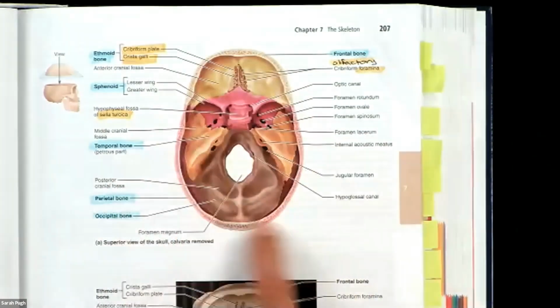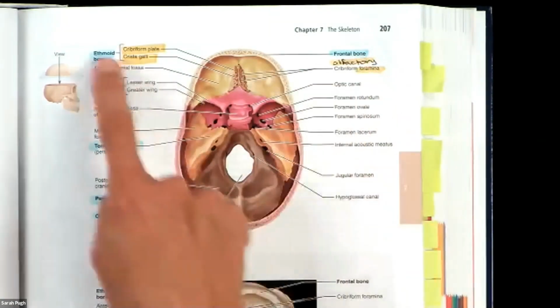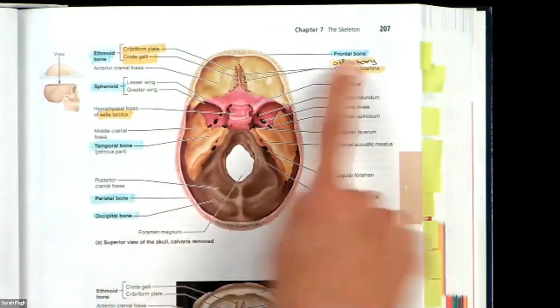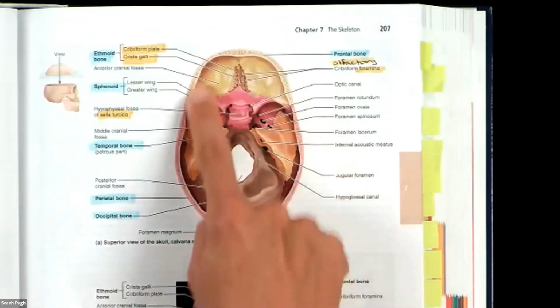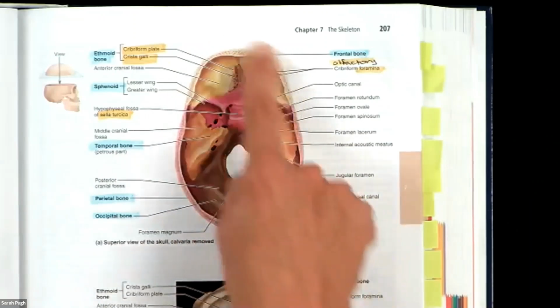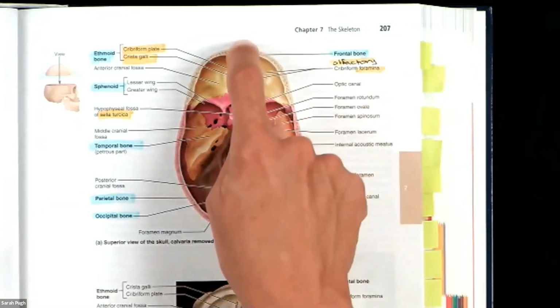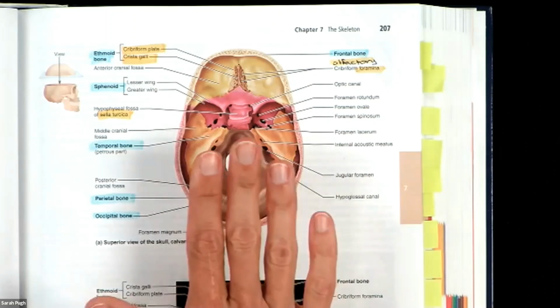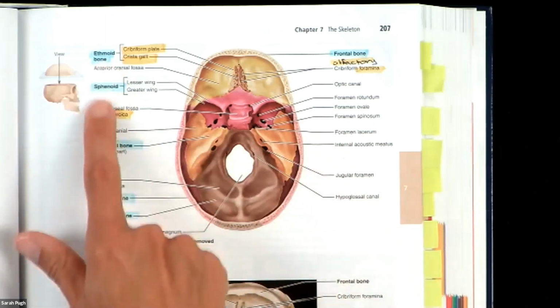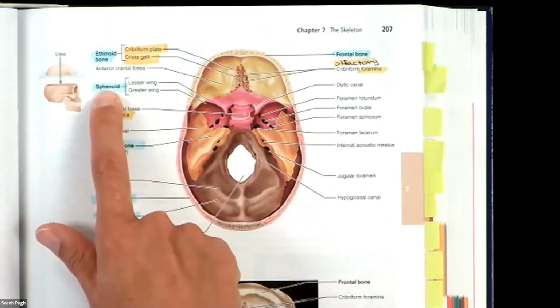So what we have here is, again, we have our bones in blue that you should be able to identify, right? The frontal bone. This gives you orientation, so you know this is the front. We'd have our face up here. The occipital bone is back here, so you know this is the back. So now from this view, I want to talk about two bones, the ethmoid and sphenoid.